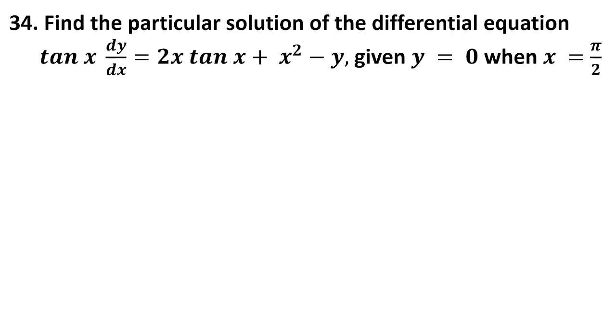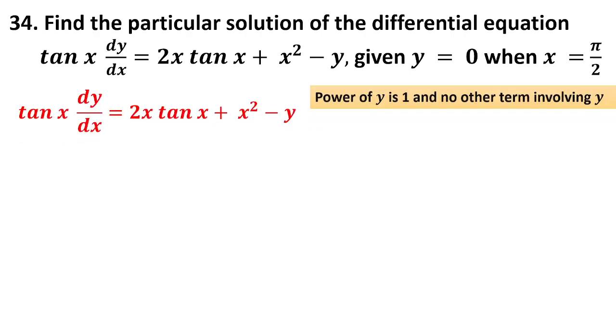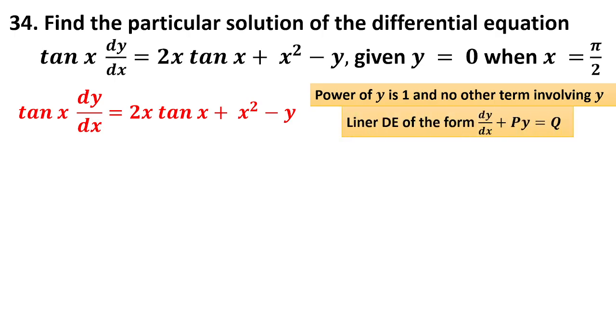Therefore let us check whether it can be a problem of linear. How to get linear? Whenever you just see it, tan x is there, 2x is there, tan x is there, x square is there, but y is alone. Y power 1 is a term and there is no term other than that. Power of y is 1 and there is no term involving y other than that. Therefore y is coming alone. Therefore it can be a linear differential equation of this form.